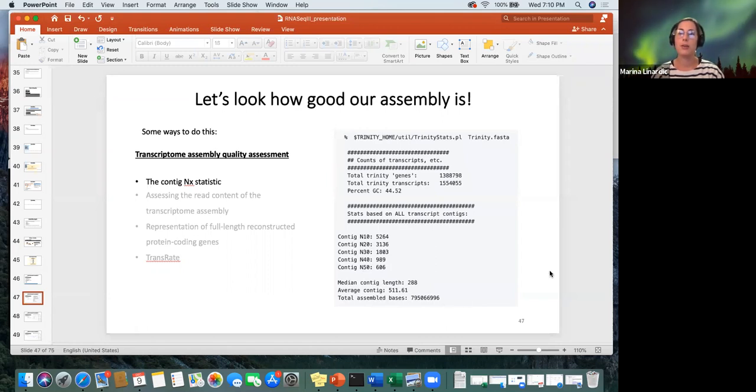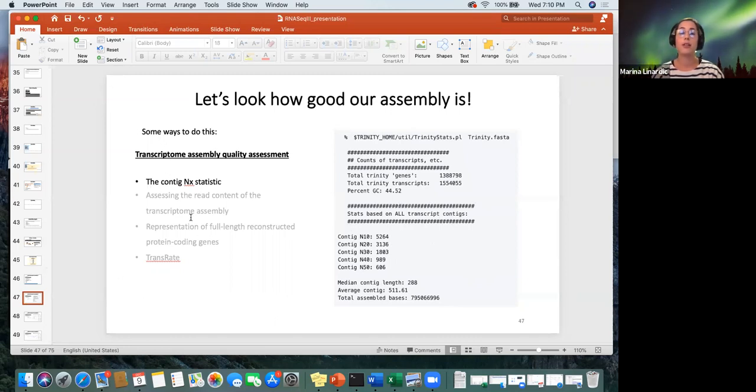This script also computes the NX values using only a single isoform. All transcript contigs here means all of the isoforms for a particular gene. But sometimes you have a lot of isoforms, and maybe this information is not that accurate because of that. So it also reports an isoform level, which we will see when we do our hands-on practice.